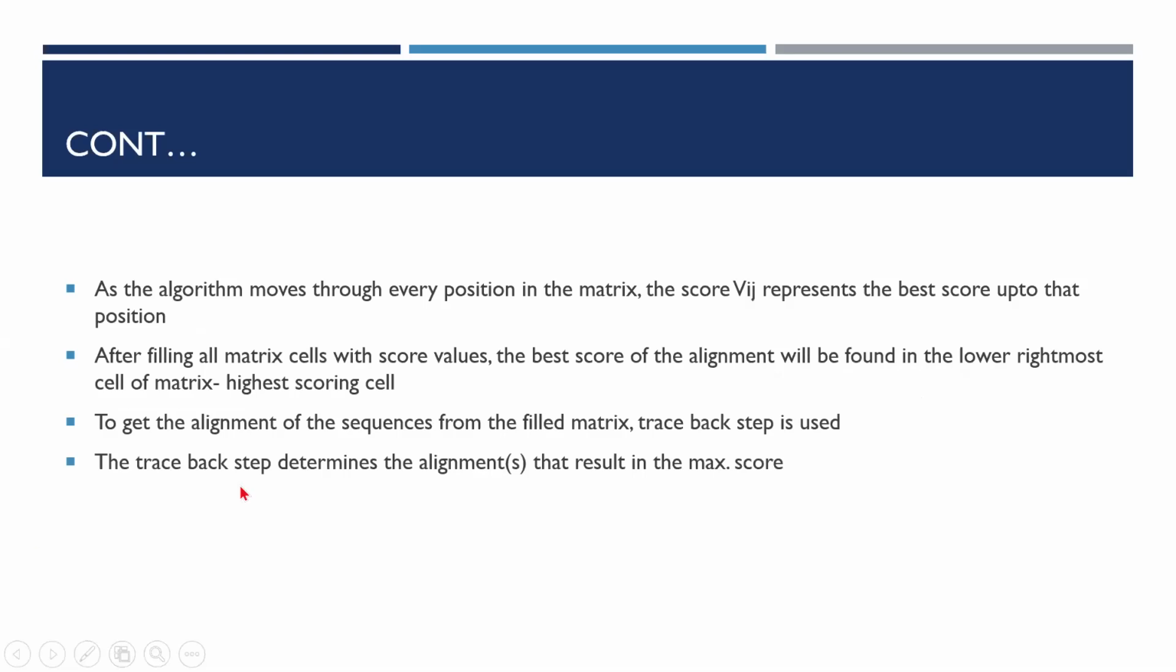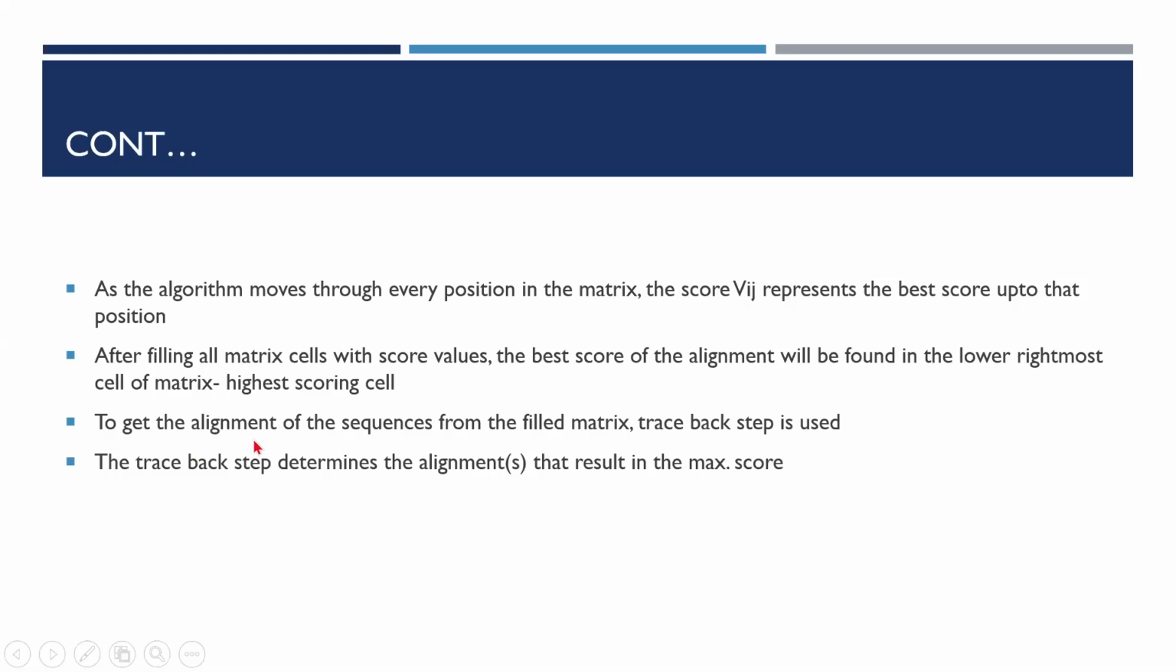And as the algorithm moves through every position in the matrix, the score Vij represents the best score up to that position. And after filling all the cells of the matrix with the scores, the best score of the alignment will be seen in the last cell of the matrix. What is the last cell? The lower rightmost cell of the matrix. That will be the highest scoring cell. And once the matrix is filled with alignment scores, we need to get the alignment. That is the objective of this algorithm.